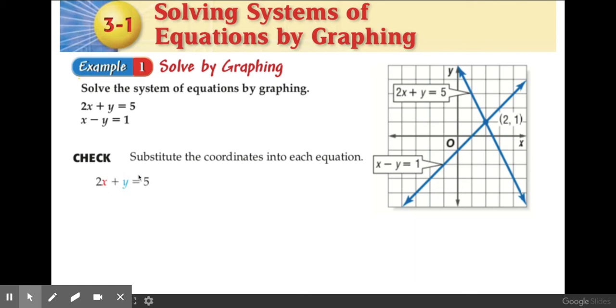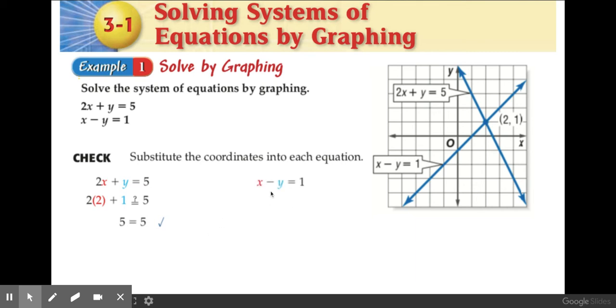So let's look at the first equation. Here I have 2x plus y equals 5. Again, if it crosses at (2, 1), I'm going to substitute 2 in for x and 1 in for y. And then I'm going to see if this equation actually is true at that point. 2 times 2 is 4. 4 plus 1 is 5. So yeah, 5 equals 5. It checks out.